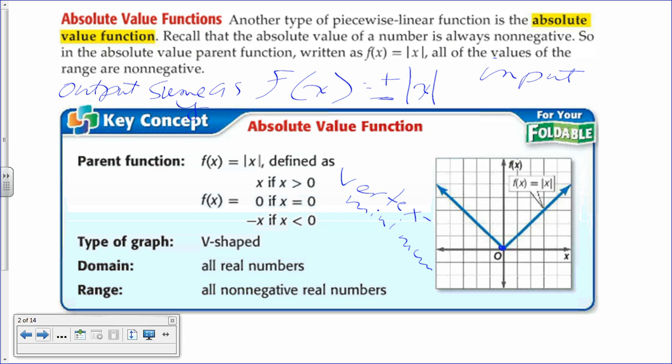If it's facing up, the vertex is called a minimum. Minimum means it's what? The lowest point. Okay? If it's facing down, then it becomes a maximum. So facing down, the vertex is called maximum.